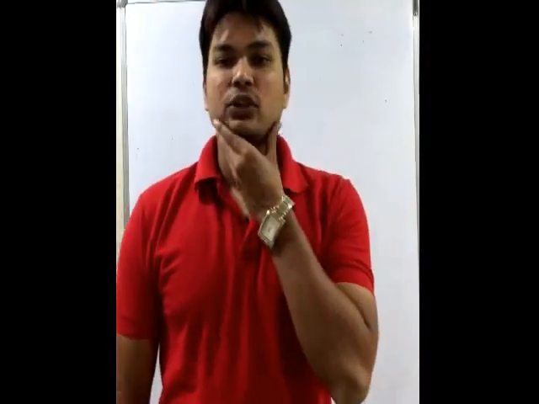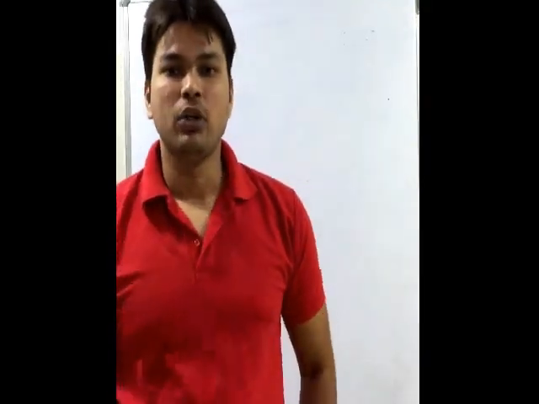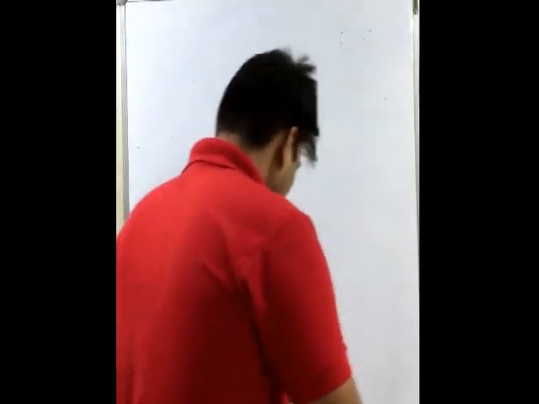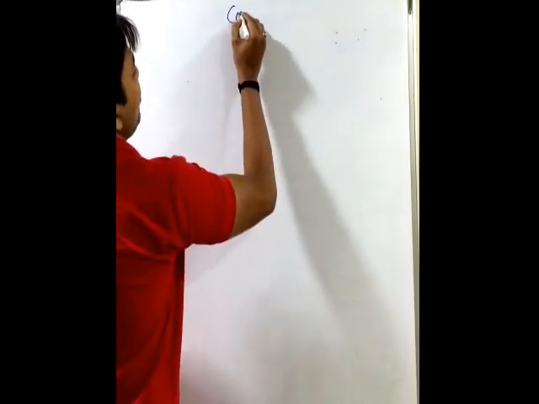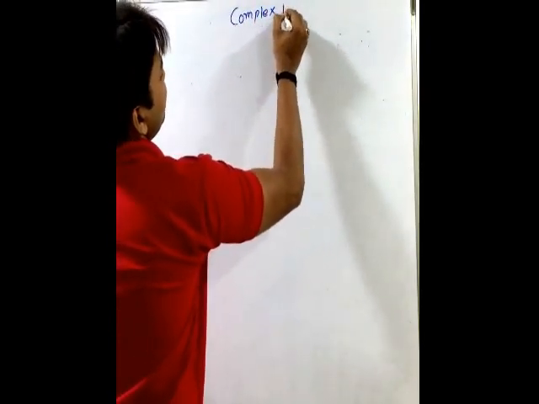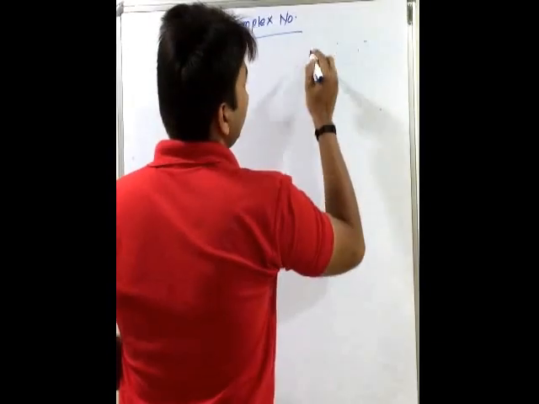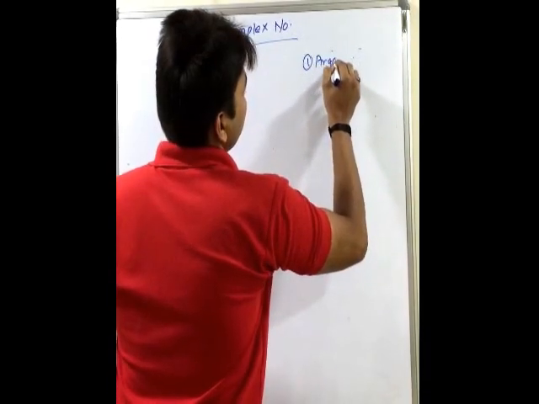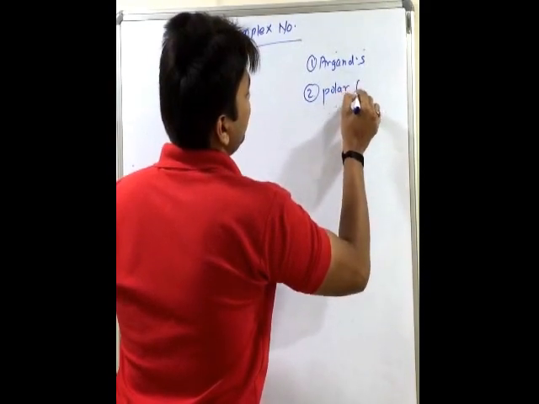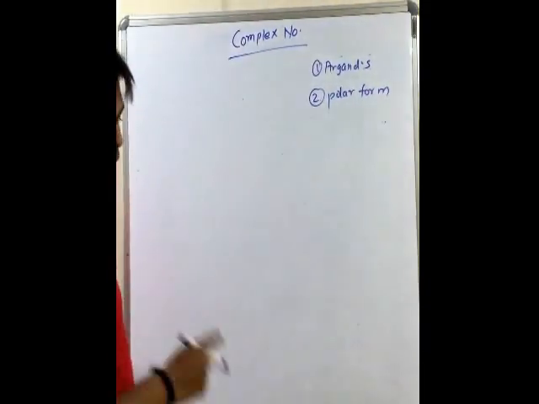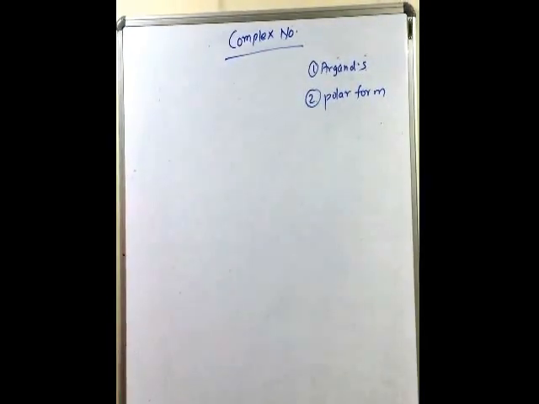Today we are going to study the graphical representation of the complex number, that is Argand's diagram. The topic is complex number, not complexion. Today we are going to study the first one, Argand's diagram, and the second one is the polar form of the complex number. First we will study the Argand's diagram, then after that we will study the polar form of the complex number.